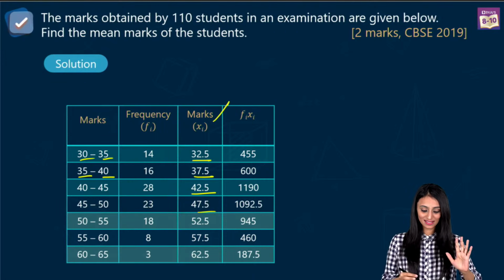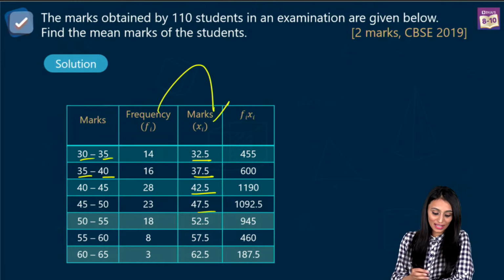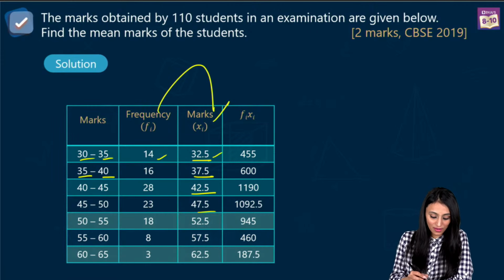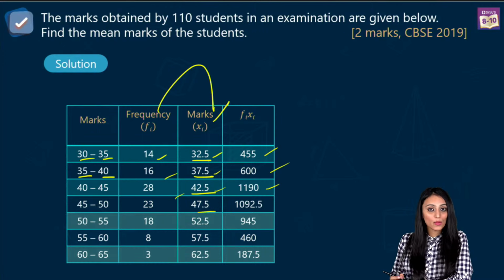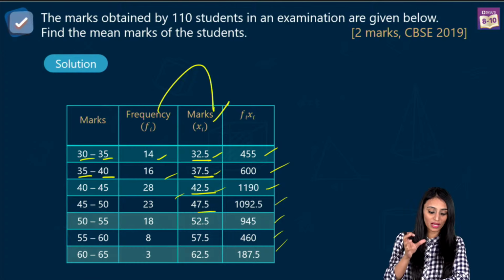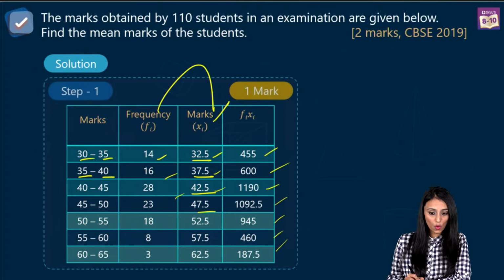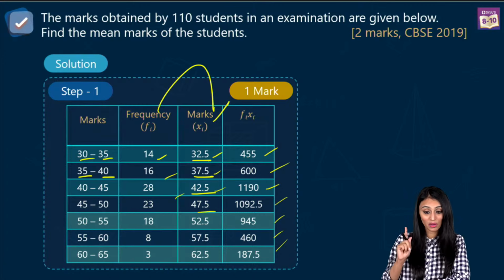Alright. So this is clear. Simply what we need to do is fi xi, we need to multiply, right? 14 times 32.5, 455, 16 times this, 600, 22 times this, 1190. Similarly, we multiply each corresponding value from fi and xi to it. Right? Okay, so now what you need to do next, so writing this much step will give you 1 mark only.